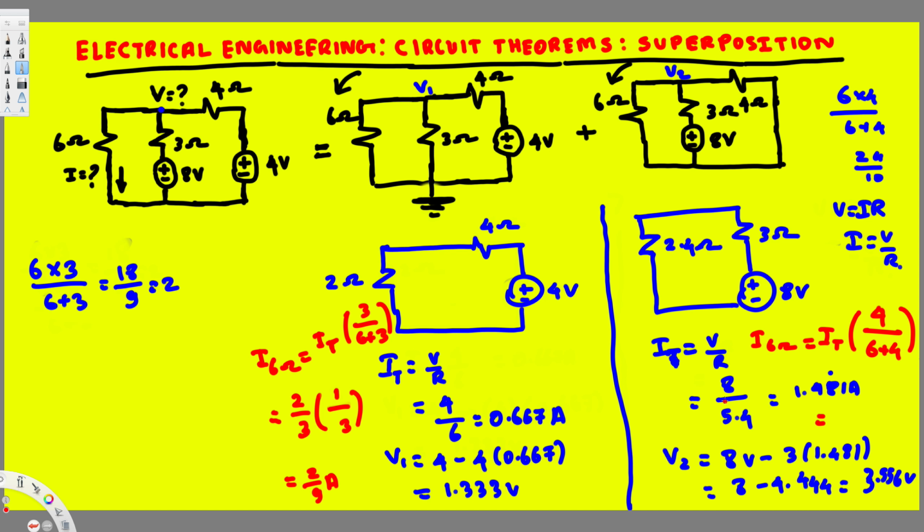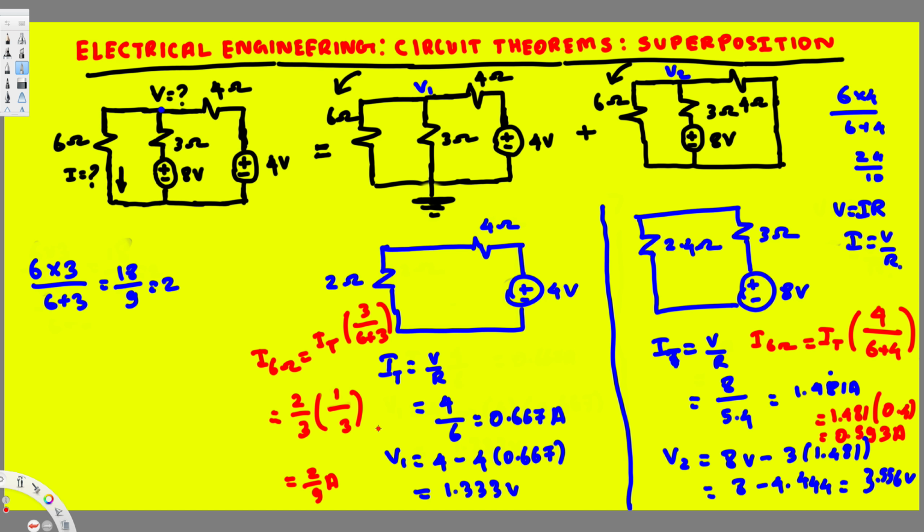And IT we found out 8 over 5.4. So here we can put the numerical value, that's 1.481 times 4 over 10, that's going to be 0.4, and if you calculate this one, that's going to give you 0.593 ampere. Now we have the 6 ohm ampere for both of them, so we can find the total ampere that's going through this 6.